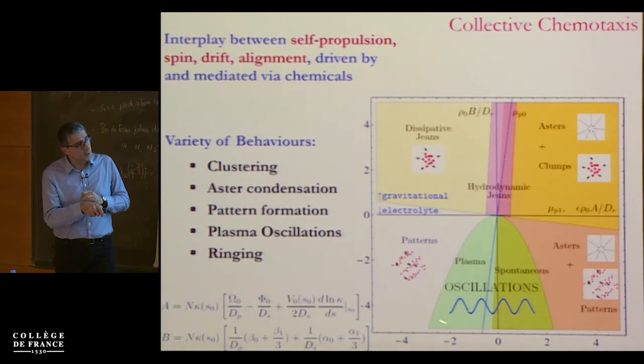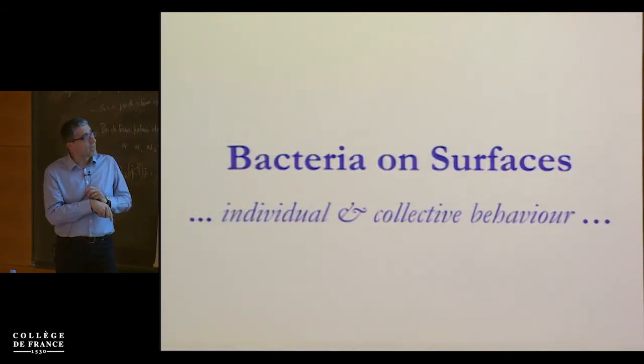So you can have spontaneous oscillations. Similar to the molecule that I showed you, you can have asters forming or bands forming, so essentially a finite wave vector instability in the concentration, or a collapse like the gravitational one, and so on.